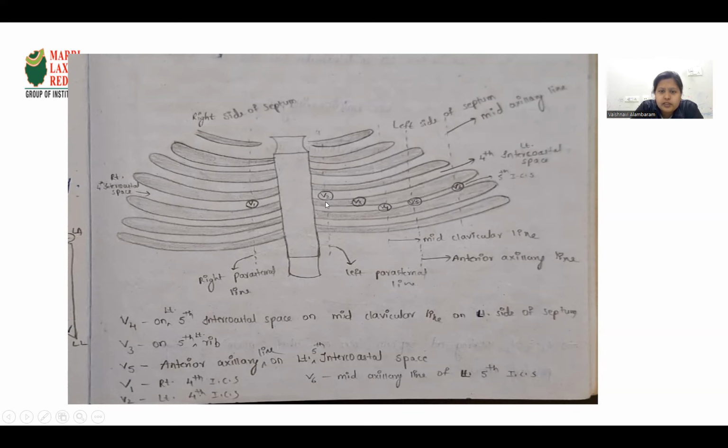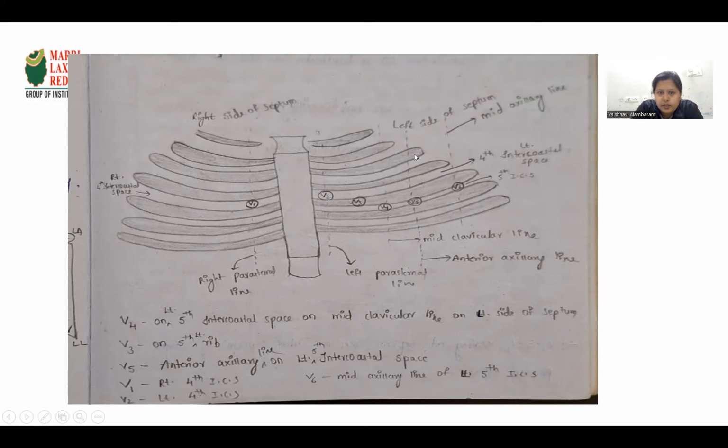And in between V2 and V4, you are placing your V3 symmetrically on the fifth rib. 1, 2, 3, 4, 5. Fifth rib, between V2 and V4, you are placing your V3. Later, after V4, you are placing your V5, moving towards the anterior axillary line.